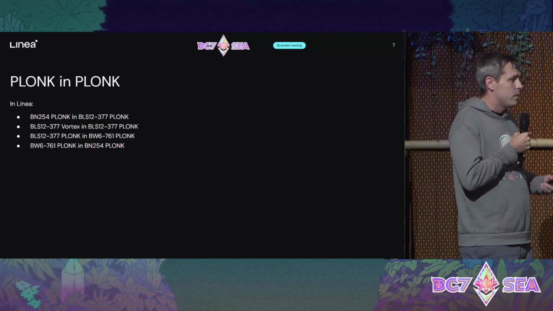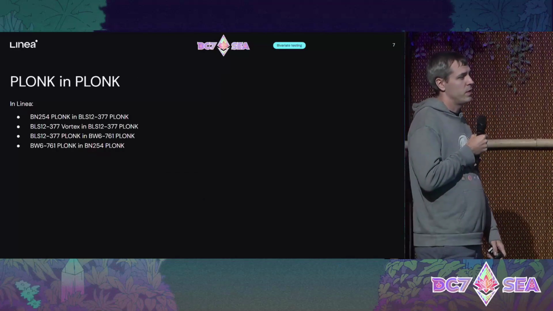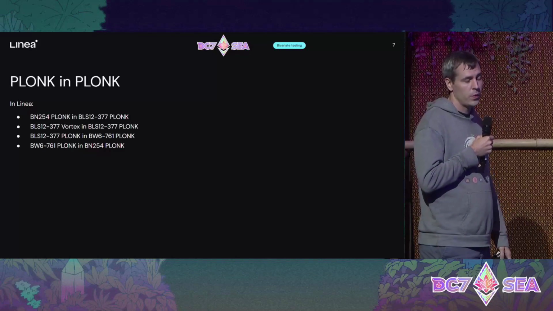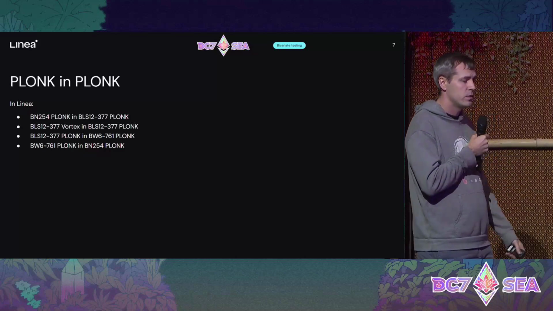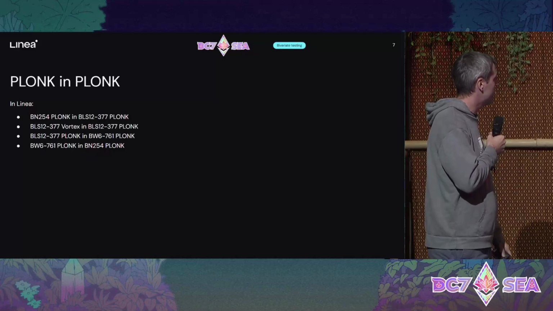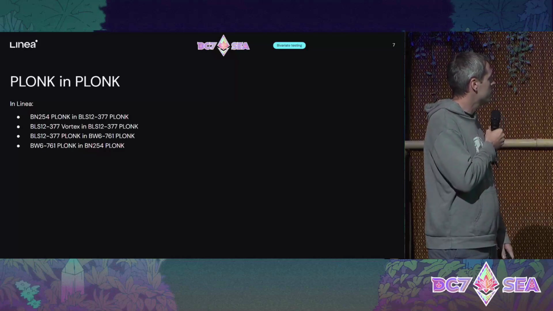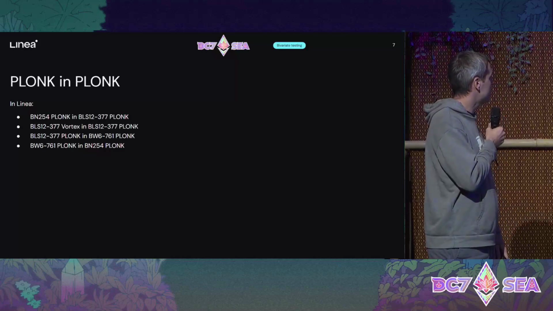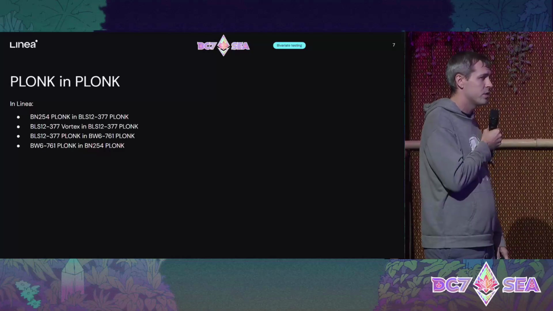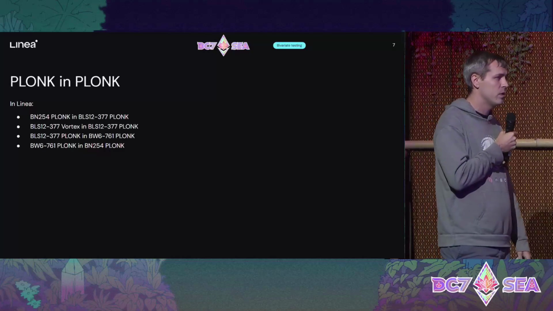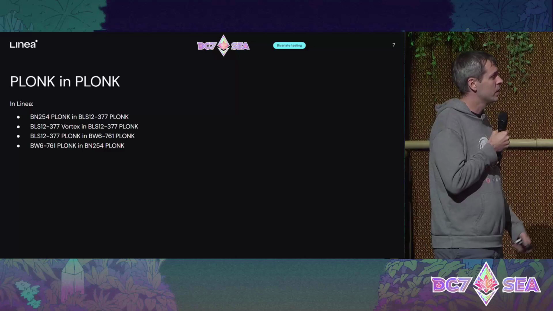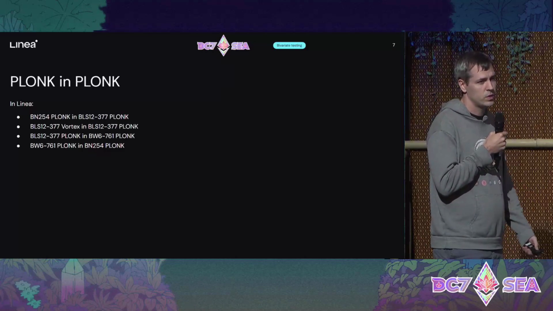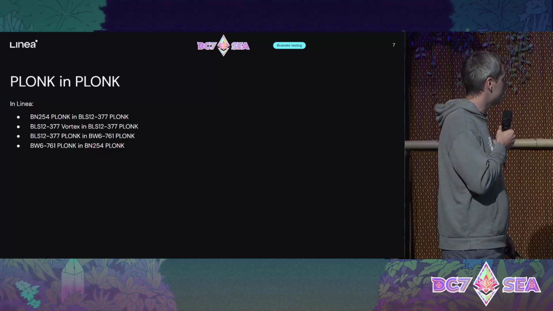To summarize a bit, these are the different kinds of recursive proving we have to do. We have to do the BN254 block verification in BLS12-377. It's for the precompiles. Then we verify the fast proofs, the Vortex proofs, in the BLS12-377 block. Then for the proof aggregation, we use the BLS12-377 block proof verification in a BW6-761 block circuit. And finally, because Ethereum only supports the BN254 precompile, we have to compress it back into some other curve, and for that we need to use the final approach.